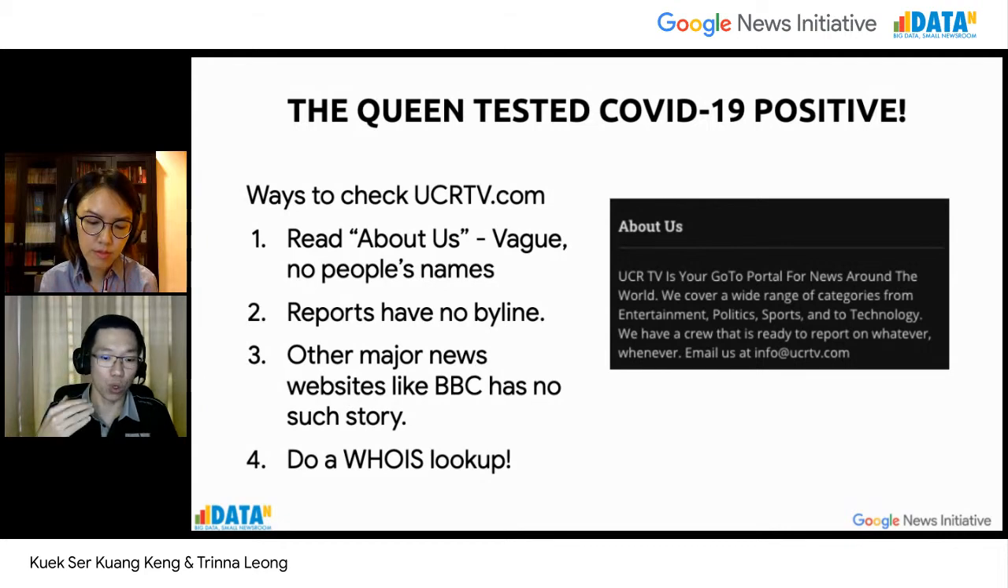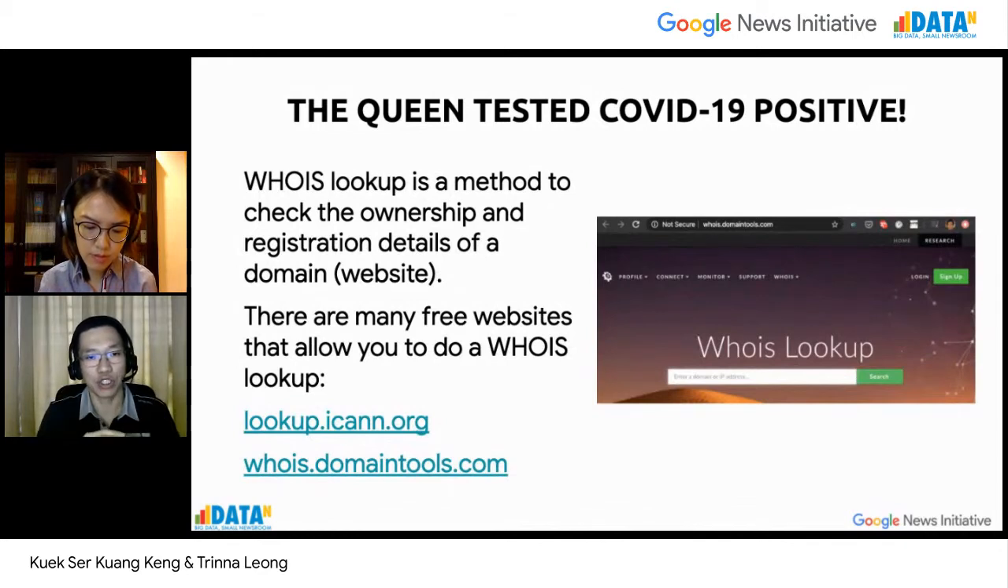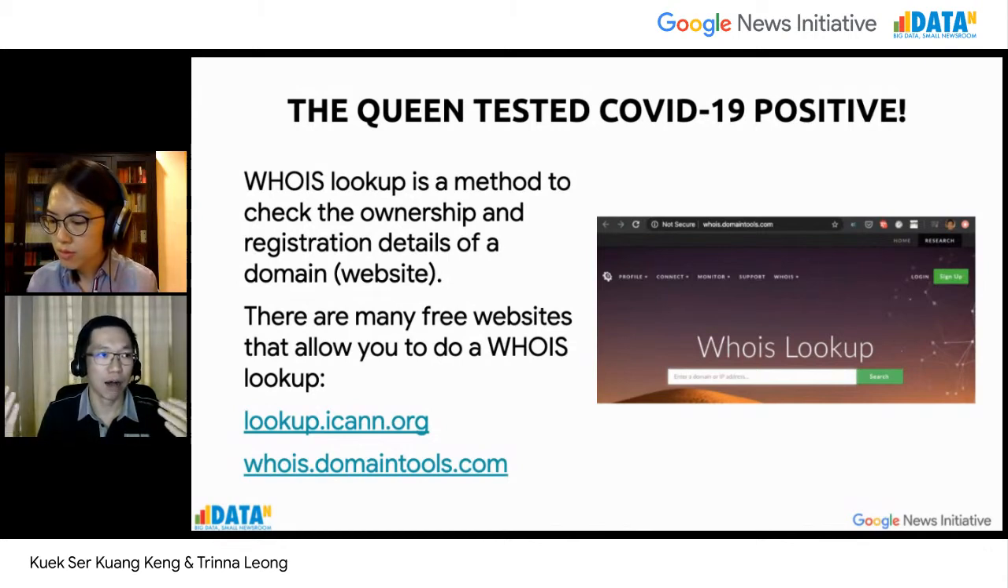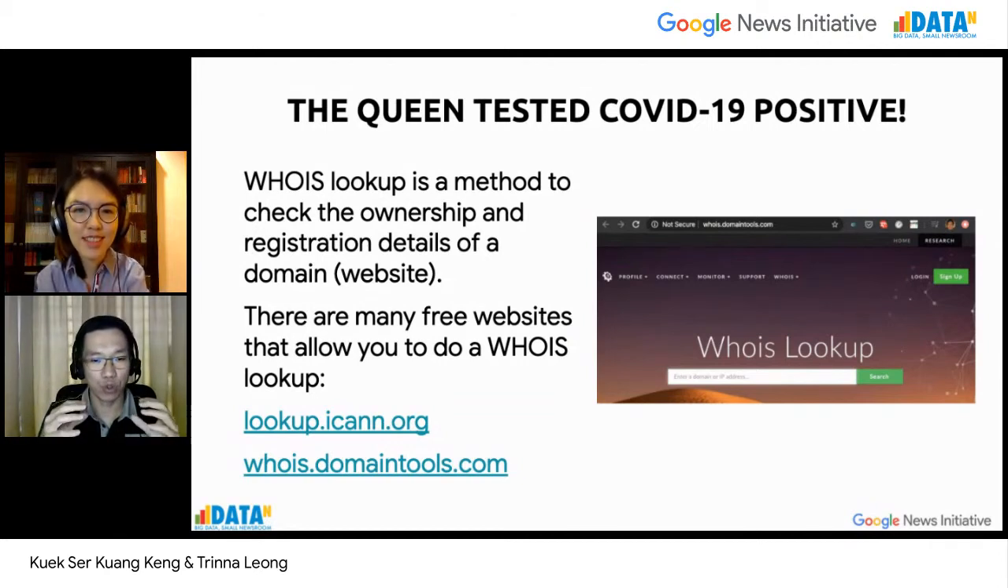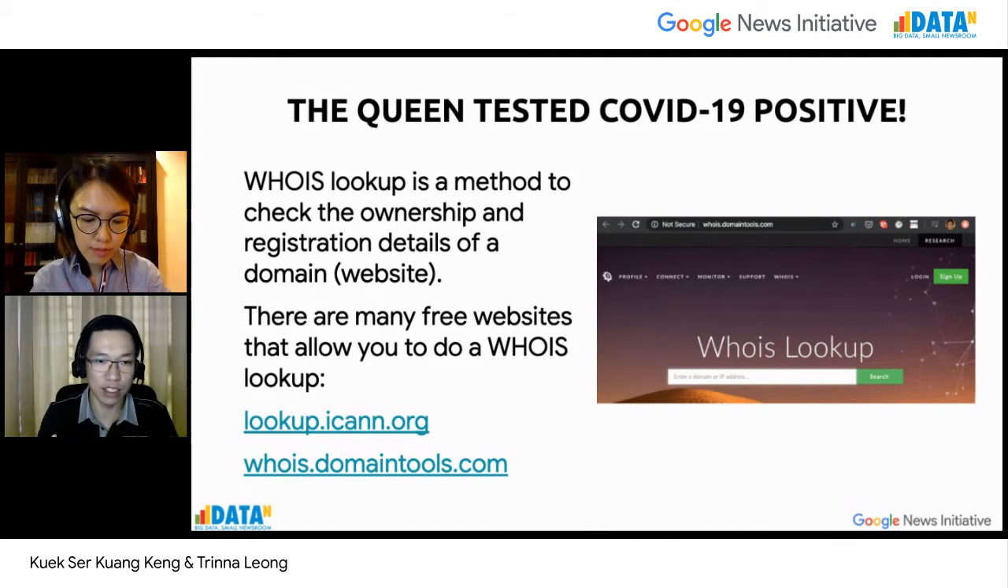So how do I do that? I do a Whois lookup, right? What is a Whois lookup? A Whois lookup is a method that allows you to check the ownership, who owns the website, and also the registration details of a website. If you want to set up a website, a domain, for example, www.IamQueenElizabeth.com, you have to submit your registration details, like your identity, your emails, and things like that, for you to register a domain and to have a website.